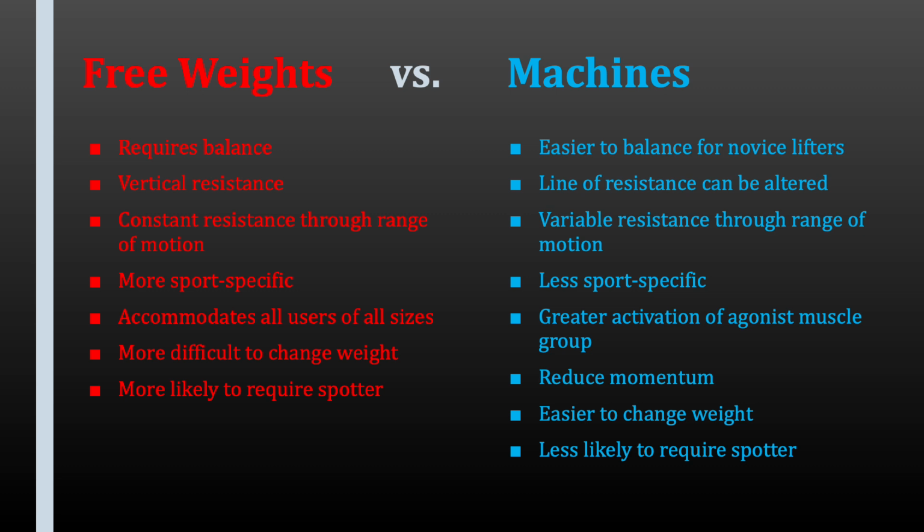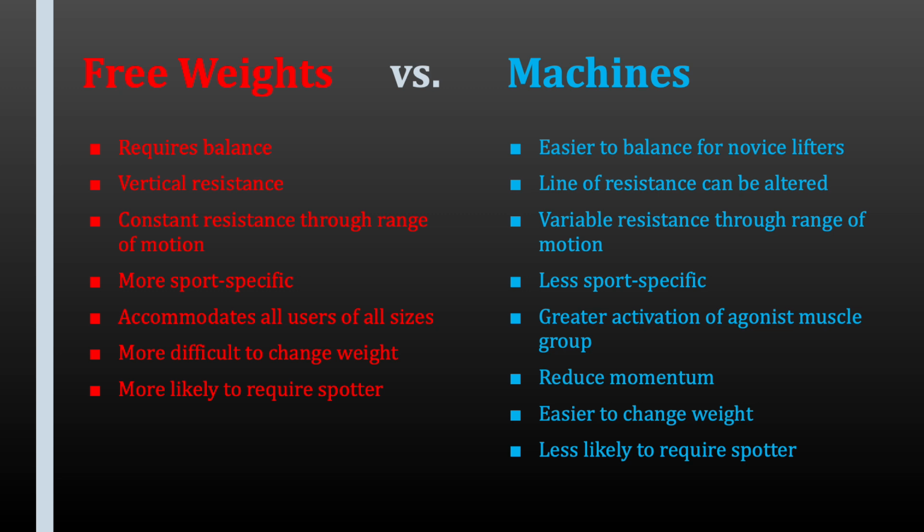Here is your list of reasons or variables that affect free weights versus machines. Let's start with machines. They're easier to balance for novice lifters. So it's easier because they provide the line of resistance. Variable resistance throughout the range of motion. However, they are less sport specific. So you cannot mimic movements because they provide that line of resistance. So it's easier to change weight and you don't need a spotter.